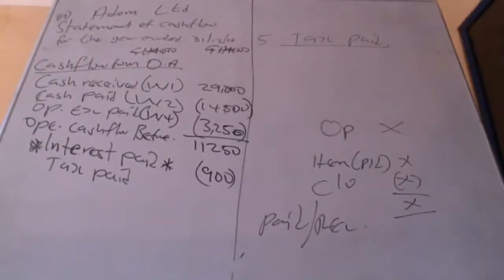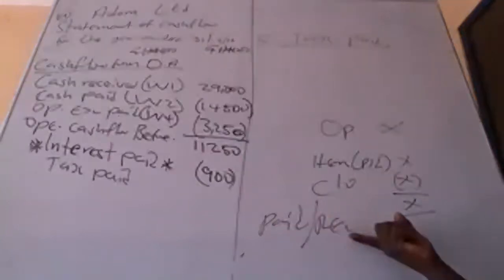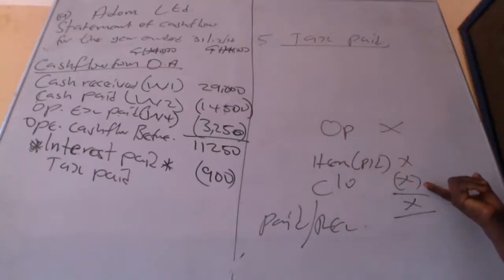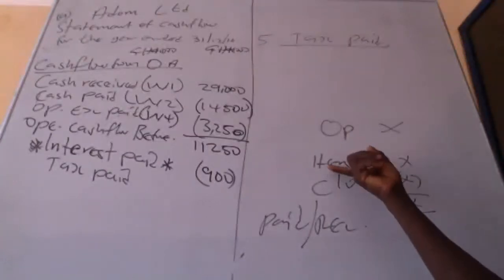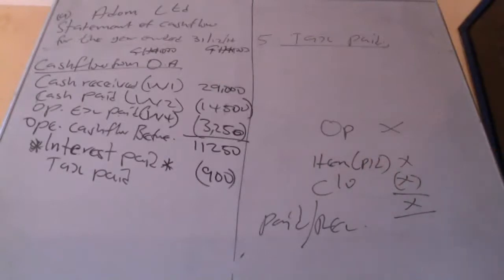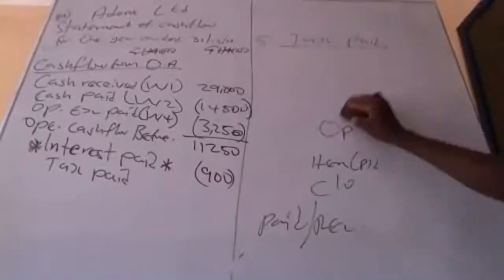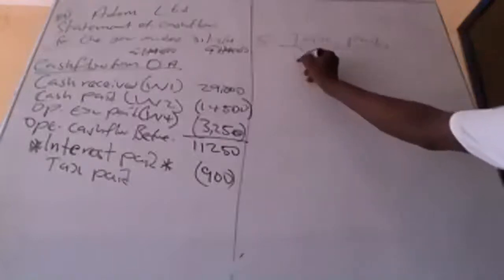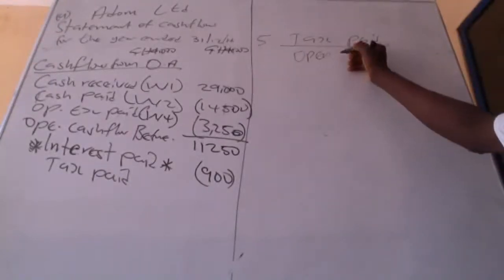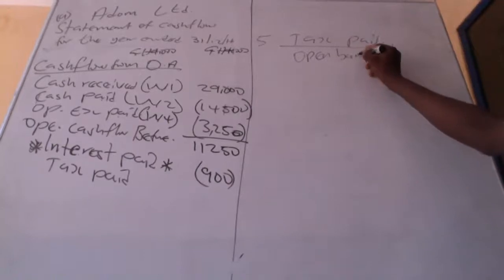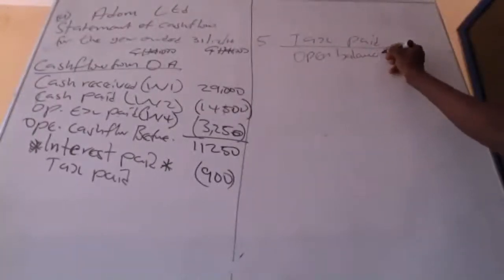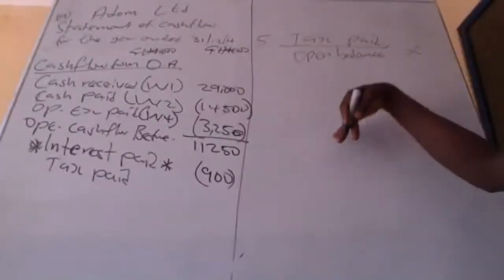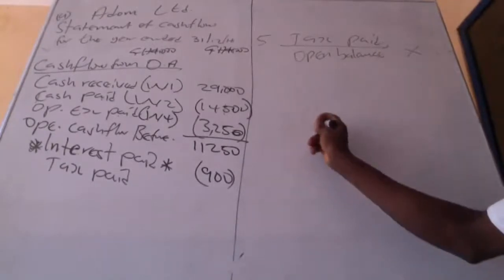How do you get it? If you are looking for something paid or something received, that item, its open balance, bring it. That item, its closing balance, subtract it. And then the movement, the one in the P&L, add it to it, you are done. So the same applies to the tax paid. So if you are looking for tax paid, pick the open balance of tax, and then what's the income tax expense in the P&L? Go and pick it.